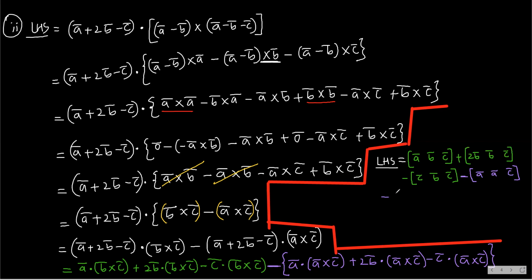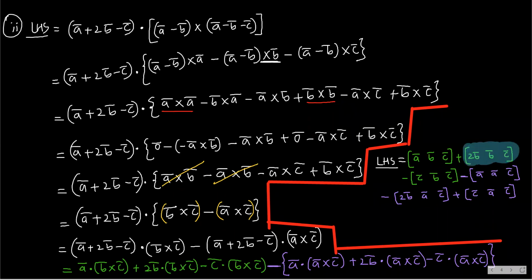Minus. You will have 2B bar, A bar, C bar and plus C bar, A bar, C bar. Now see students, these box products, the following box products, are going to be zero. So this will be zero.